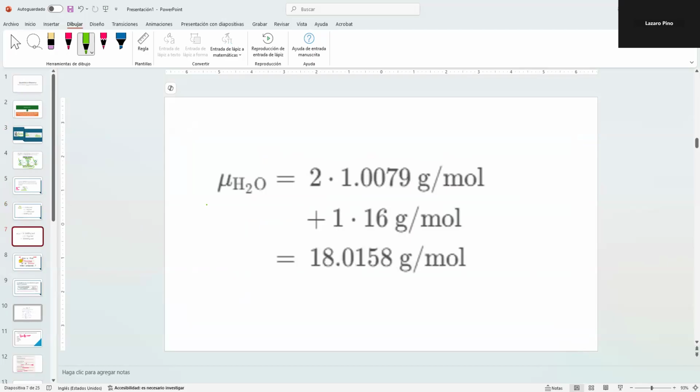Here you have another example. Stop the video. In this case, it's water, where we have 2 atoms of hydrogen, so we multiply, and 1 atom of oxygen. And then we add the products, and this is the molar mass of water.